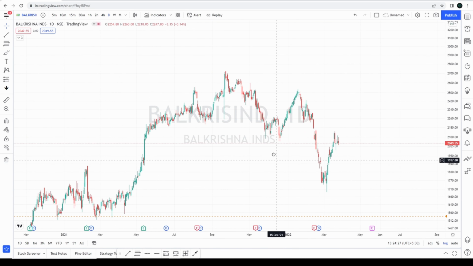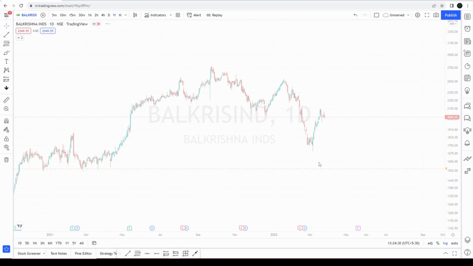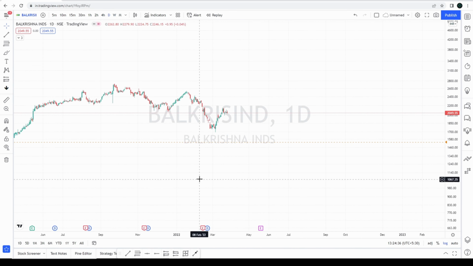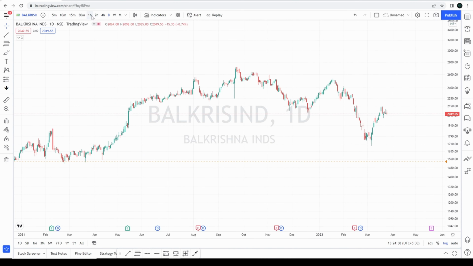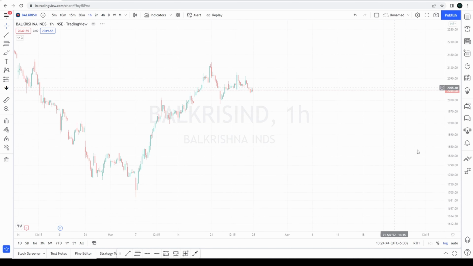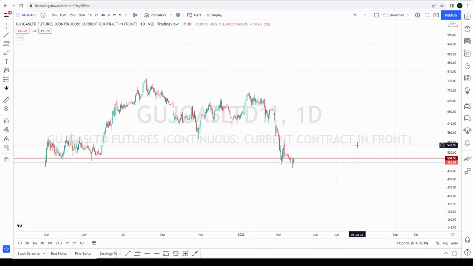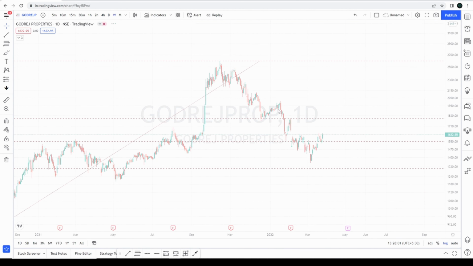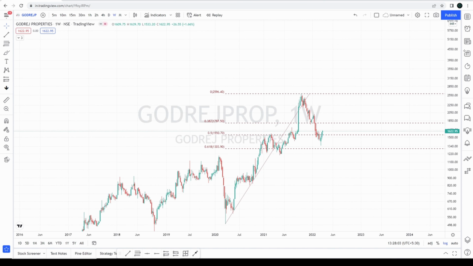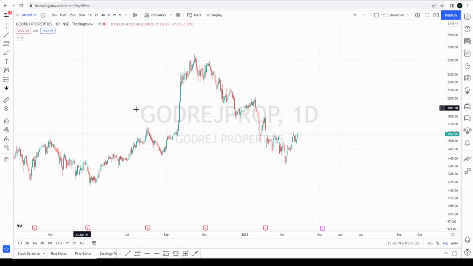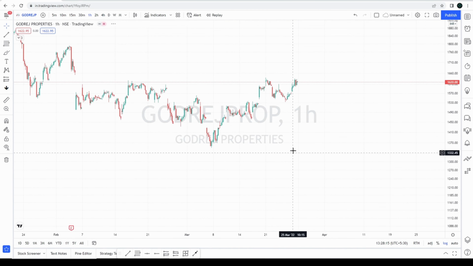Balkrishna. Let me delete everything. Let me see if I have any pattern or something. This is a weekly time frame, daily, and nothing as of now. Let me go to 1 hour time frame. No. We have this stock. Okay, just ignore. I don't see anything in that. And Godrej. Let me go to weekly time frame. No, I don't see anything. Let me delete. Let me go to daily. No, it keeps on falling. Let me go to 1 hour. No, I don't see anything.